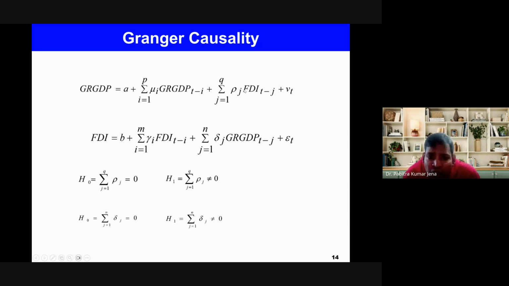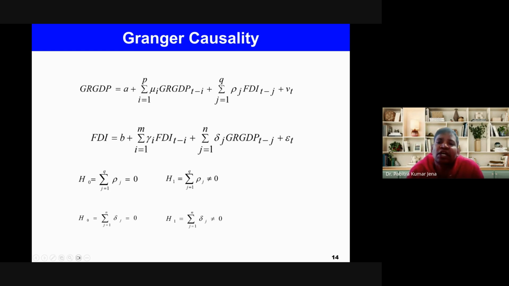And if this will be not 0 and it will have some positive value, that means H1, the summation of rho j, is not equal to 0. That means some positive numbers. That means the lag of FDI will cause the growth rate. And obviously, it is understood that for growth rate, the lag term has influence.